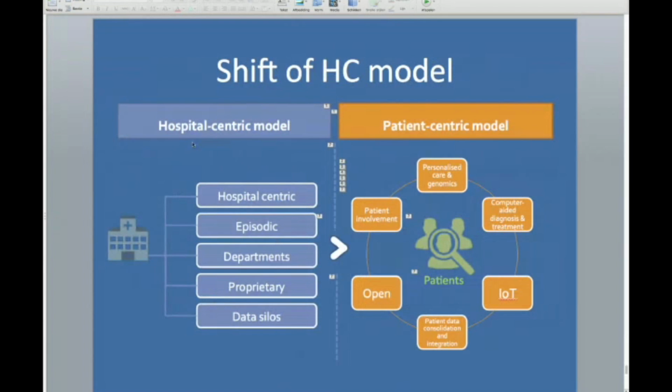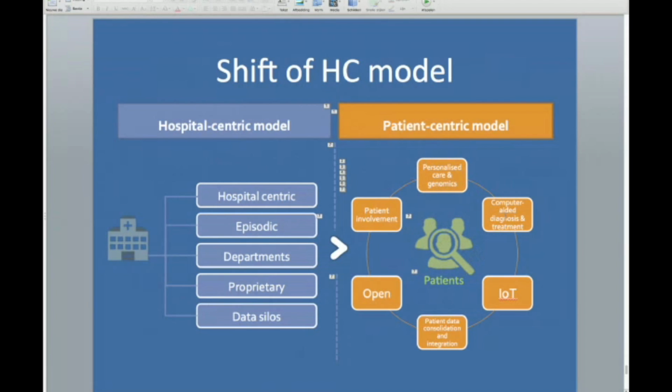We see here the hospital-centric model, which means that all the information is stored in the hospital. We have data silos. The hospital keeps its secrets and its own techniques and developments. It's not shared. Every department is separate. But then we see the difference with the patient-centric model, which is all, let's say, centered around the patient.